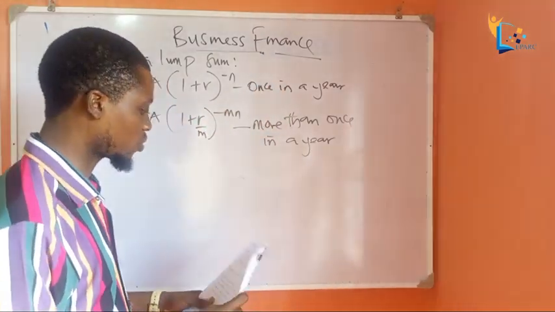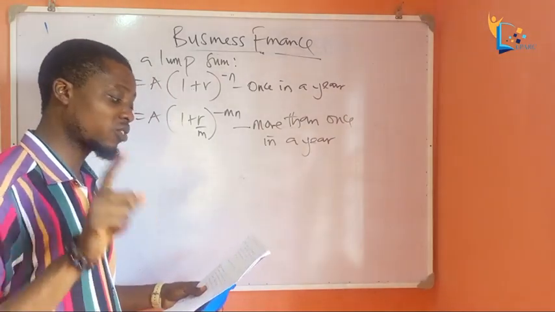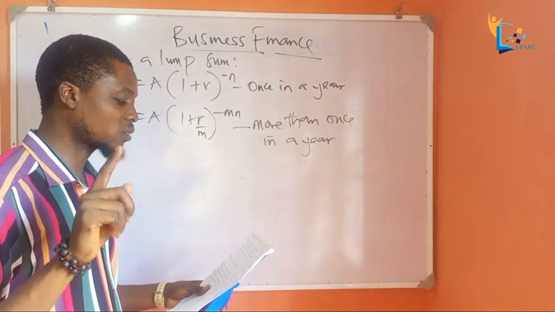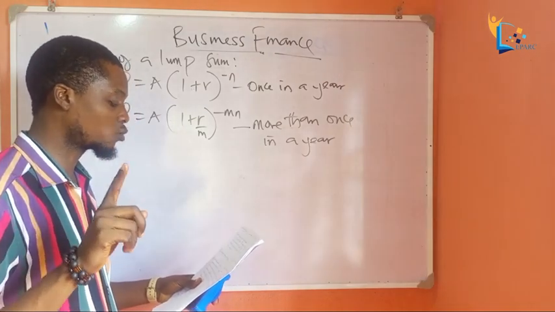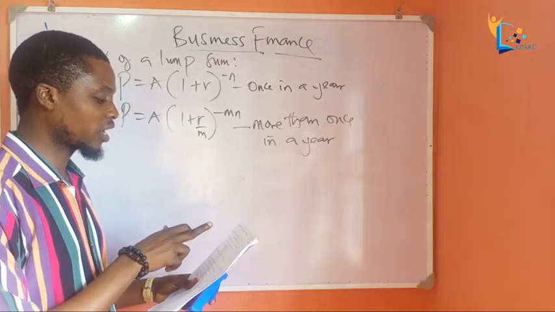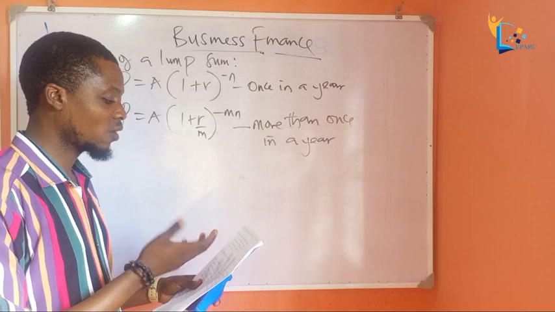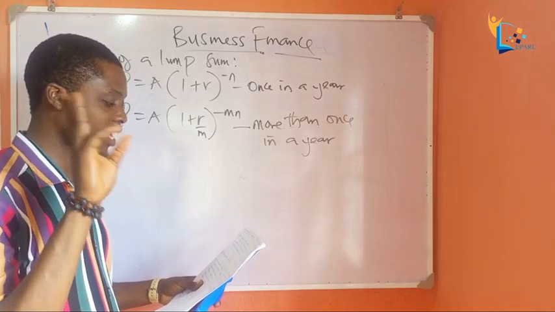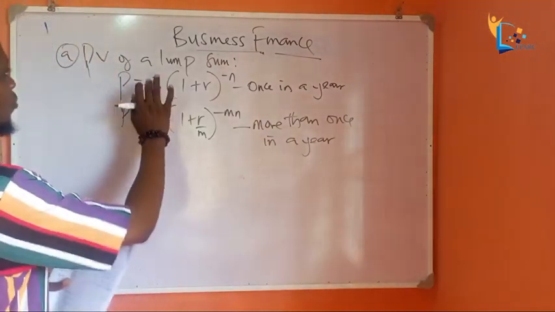So now let's solve this question. Mr. Chinedu will receive 500 naira in 3 years' time. The appropriate discount rate is 9%. What is the present value of the money to be received? Is this more than once in a year or annually? This is annually, once in a year, for 3 years. So this is the formula we are applying.